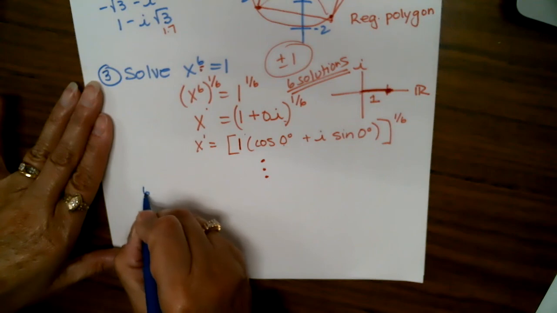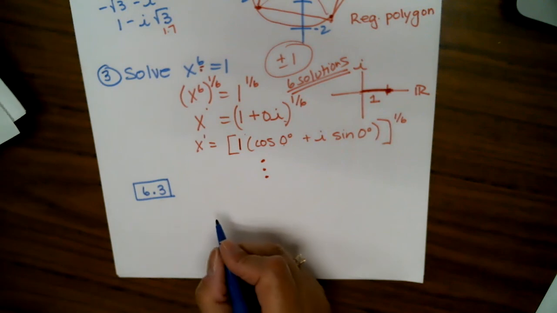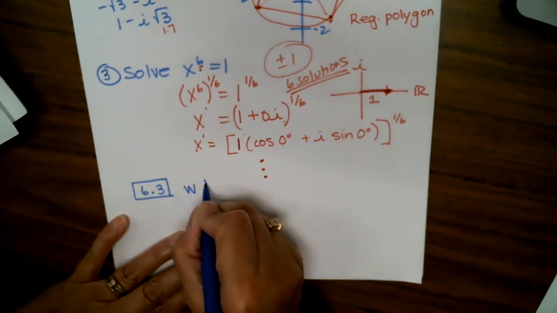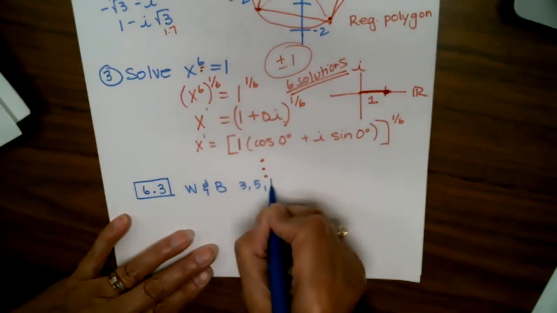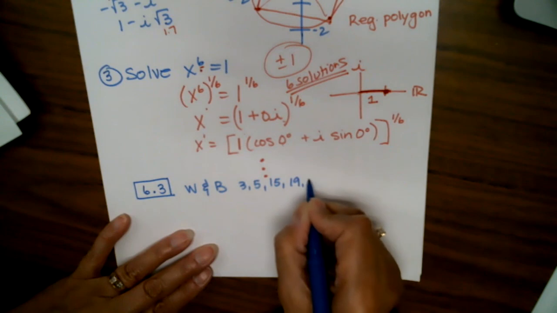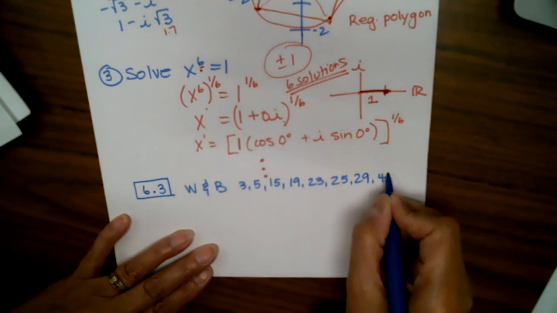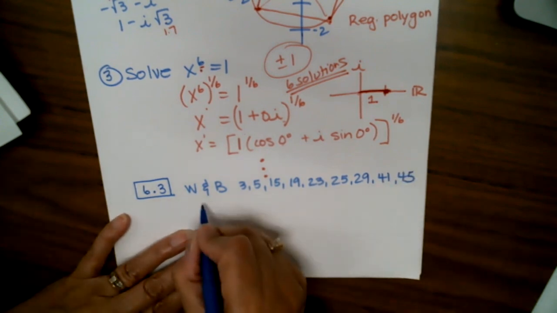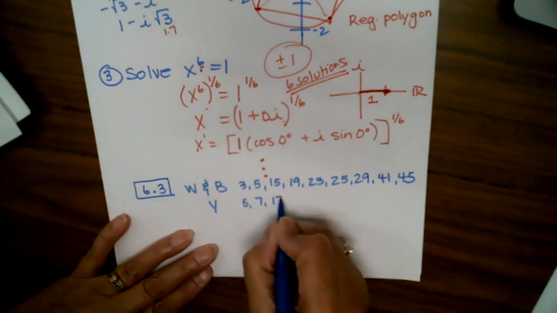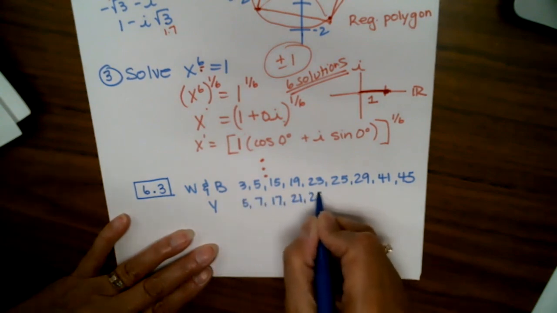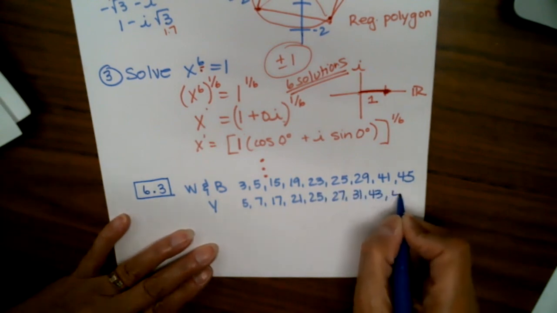Your assignment for this section is in 6.3 of Dougal-Polsky, and the white and the blue are actually the same today. They are problems 3, 5, 15, 19, 23, 25, 29, 41, and 45. Now the yellow book is different. They're going to be 5, 7, 17, 21, 25, 27, 31, 43, and 47.